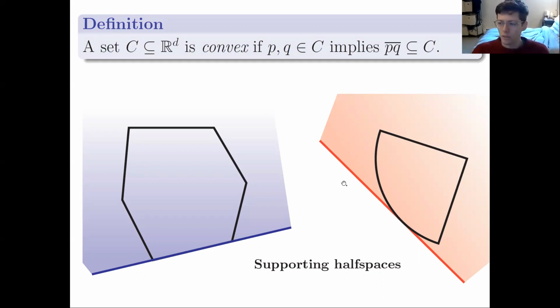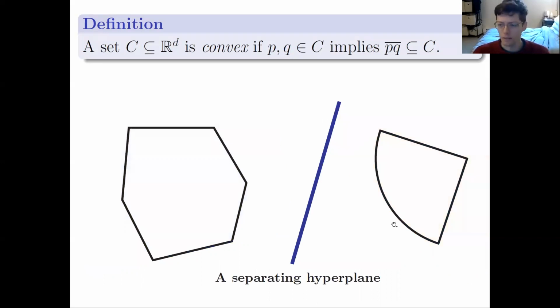You can always find supporting half spaces for convex sets. You can take a hyperplane and slide it right up to the boundary of your convex set. I've done this one for each of these sets with the red and the blue line are these supporting half spaces in R2. And then if I have disjoint convex sets, a nice property is that I can always find a hyperplane that separates them. I can put a hyperplane between them. Okay.